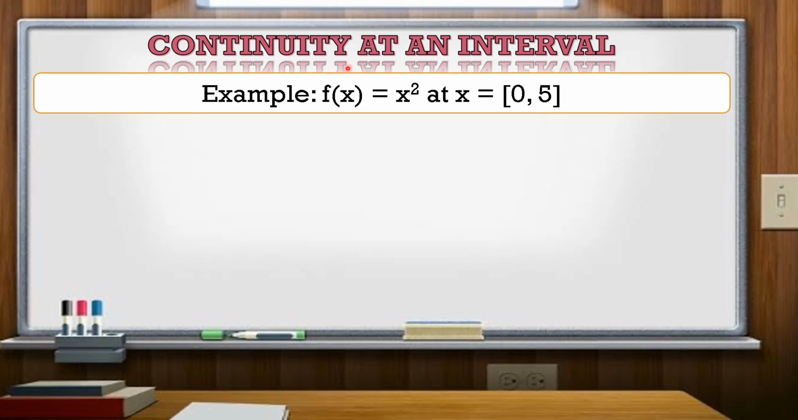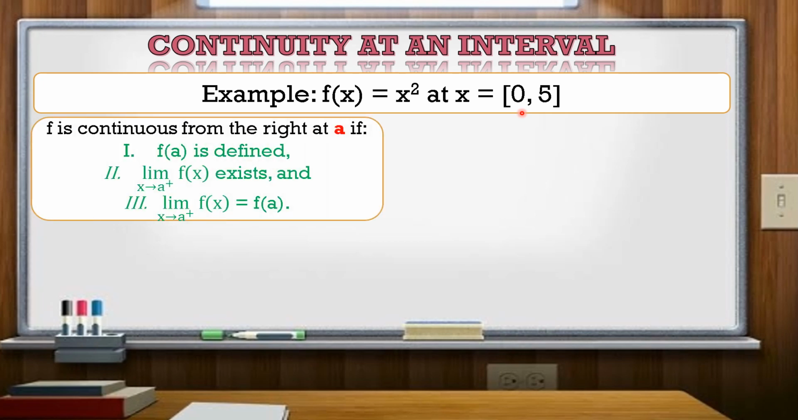Example, f of x is equal to x squared at x is equal to [0, 5]. So dito, aalamin natin kung tuloy-tuloy ba yung graph ng function natin, which is your x squared at the given interval, which is [0, 5]. Ito yung mga given values for your x. Okay? Paano natin kukunin siya? We will follow the 3 conditions.